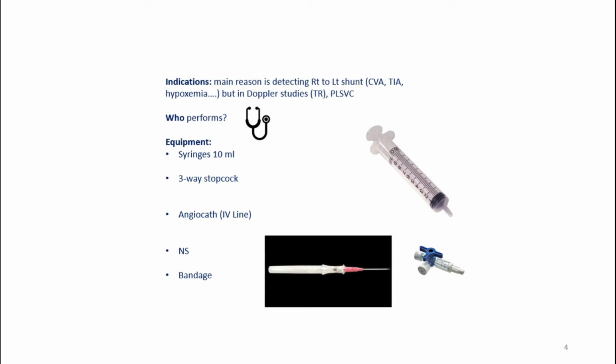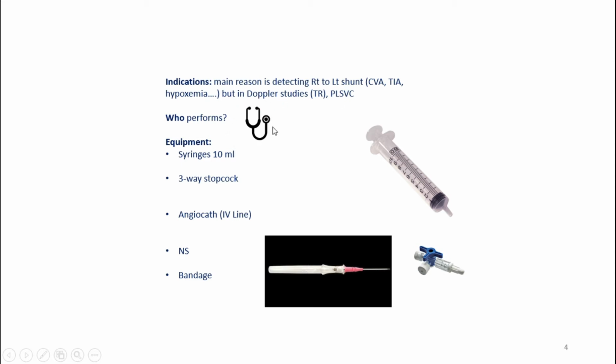Another indication for bubble study or agitated saline test is when we are suspicious of a persistent left superior vena cava. In this venous anomaly, usually we see a prominent coronary sinus. In that case, we go and do a bubble study.